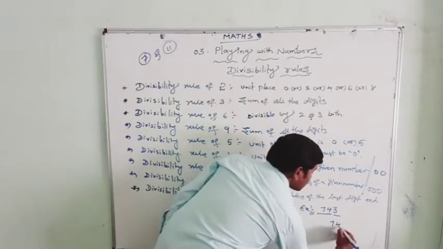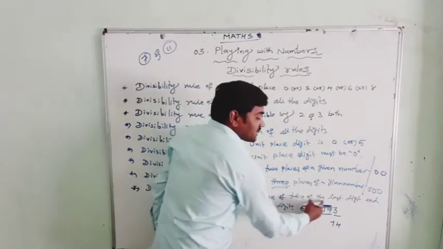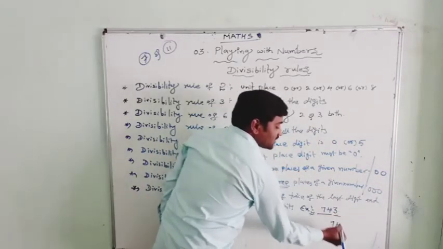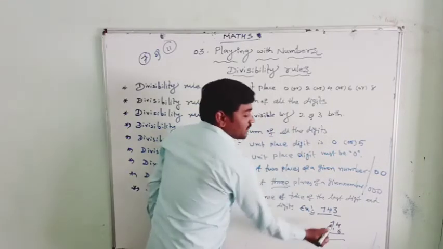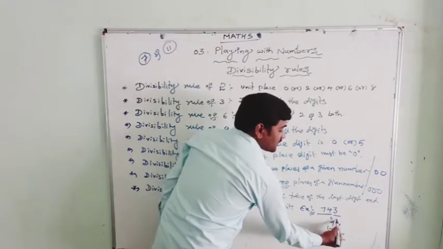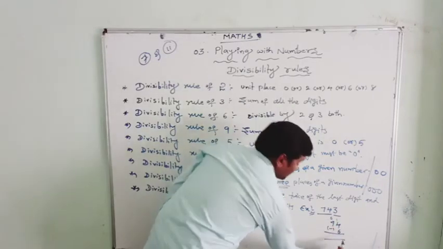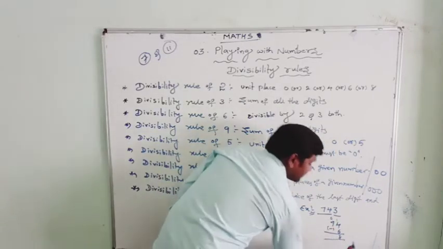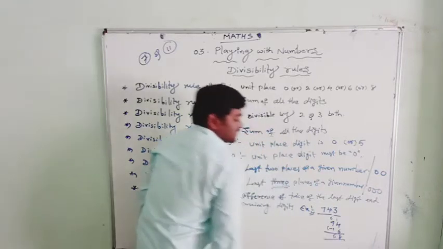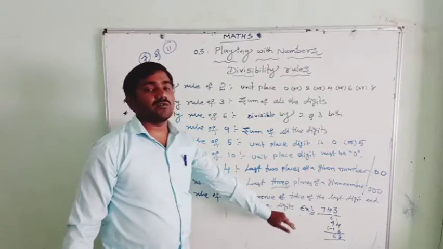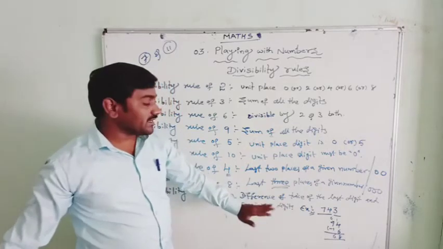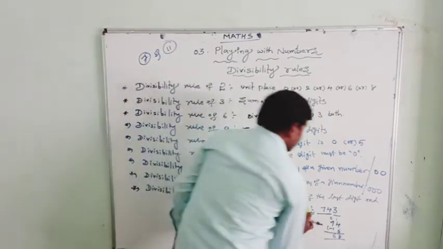So the remaining digits are 74, and twice of the last digit is 6. Let us find their difference: 14 minus 6 is 8, so we get 68. Is this 68 divisible by 7? No, it is not divisible by 7. So the complete number is not divisible by 7.